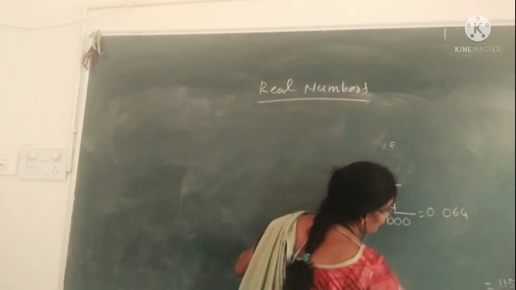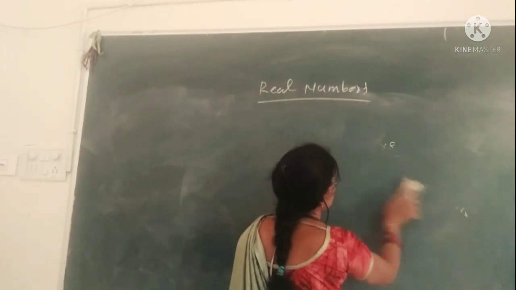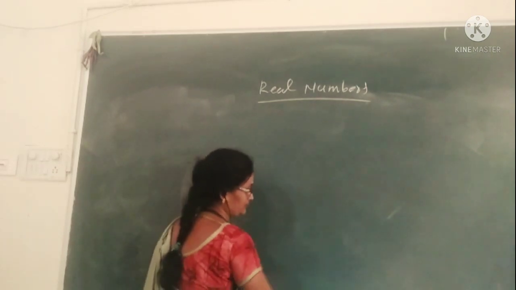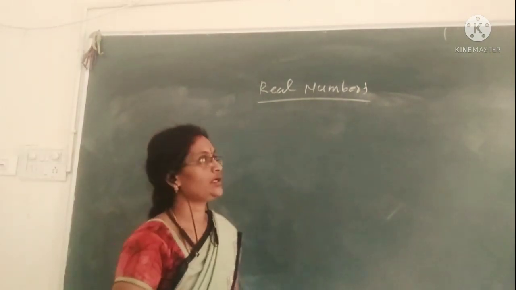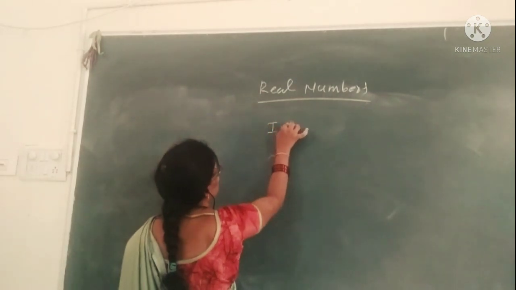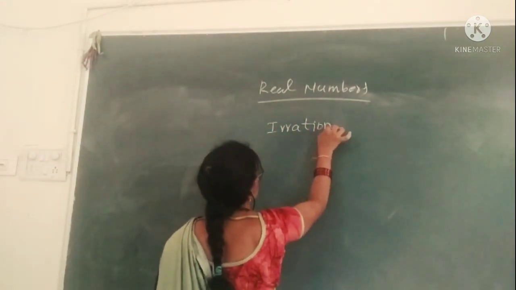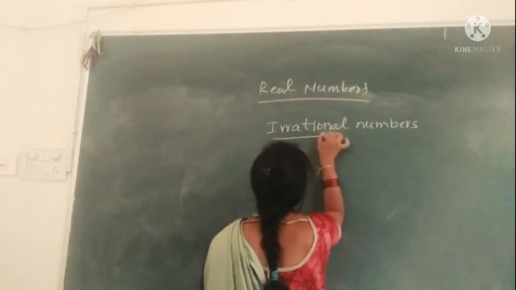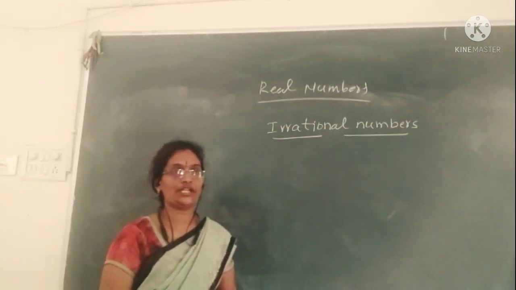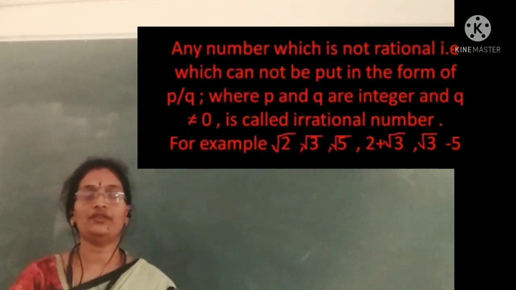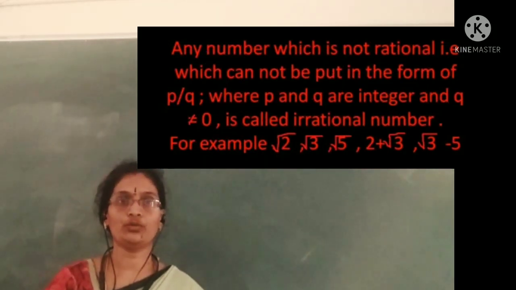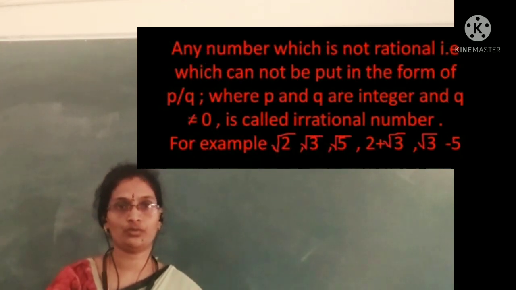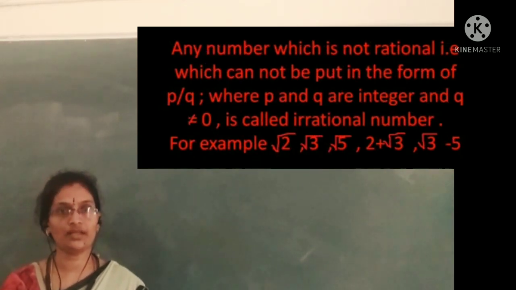In exercise 1.2, we can write the remaining problems. Next, another topic is irrational numbers. An irrational number is a number which cannot be written as p by q, where p, q are integers and q is not equal to 0. So these numbers are called irrational numbers.